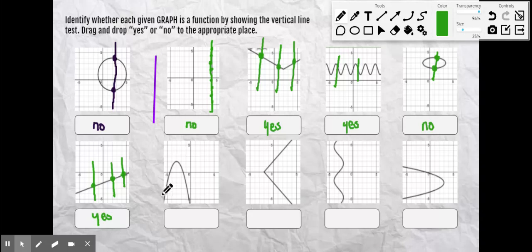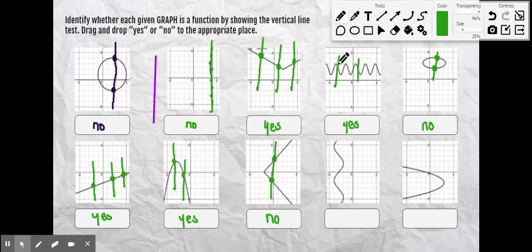Here we have a downward shaped U graph. If I draw my vertical line, I can see those intersection points, and those intersection points, again, would only be one intersection point for every vertical line. So yes, this downward shaped U is a function. Here we have a V graph, similar to number 3, but this one's on its side. And when I draw that vertical line, I can see that 2 points of intersection leading me to no. This shaped V graph is not a function. However, this one that's upward facing is a function.